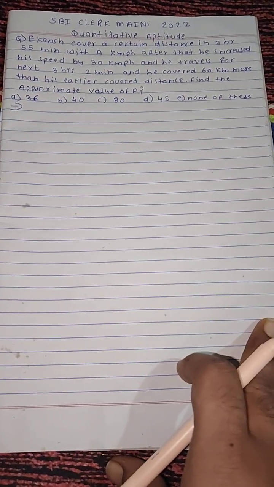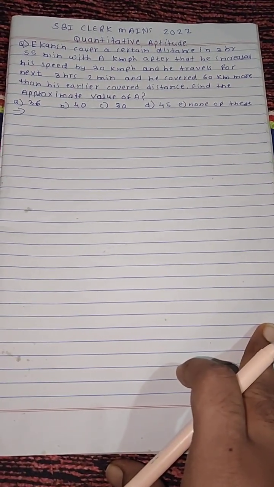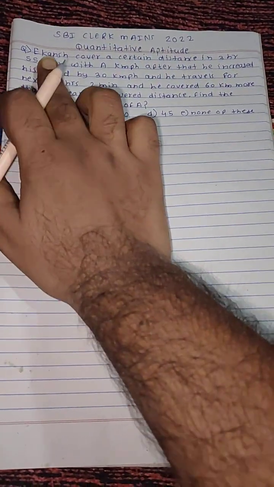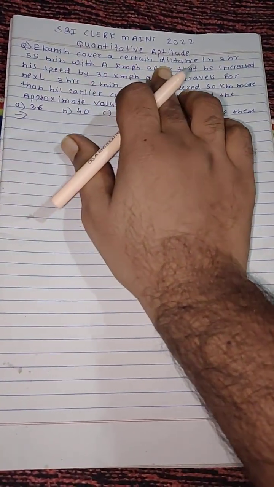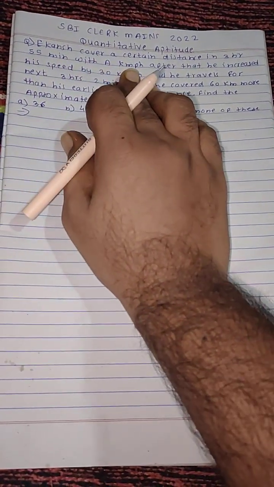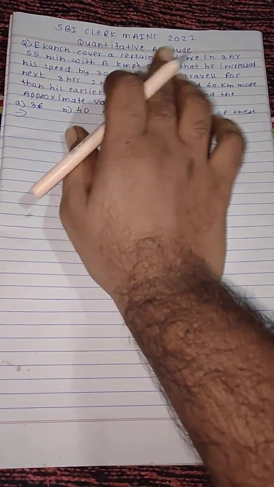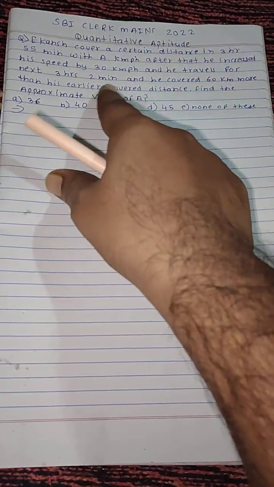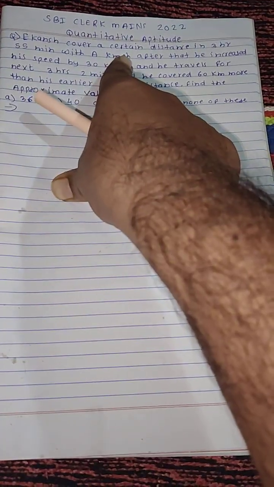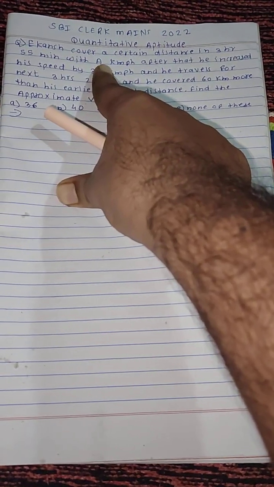Today we are going to solve a question from SBI Clerk Maths 2022. In the question they have given: Akansh covers a certain distance in 3 hours 55 minutes with a speed of A kilometer per hour. Kilometer per hour is the unit of speed, so A is the speed.